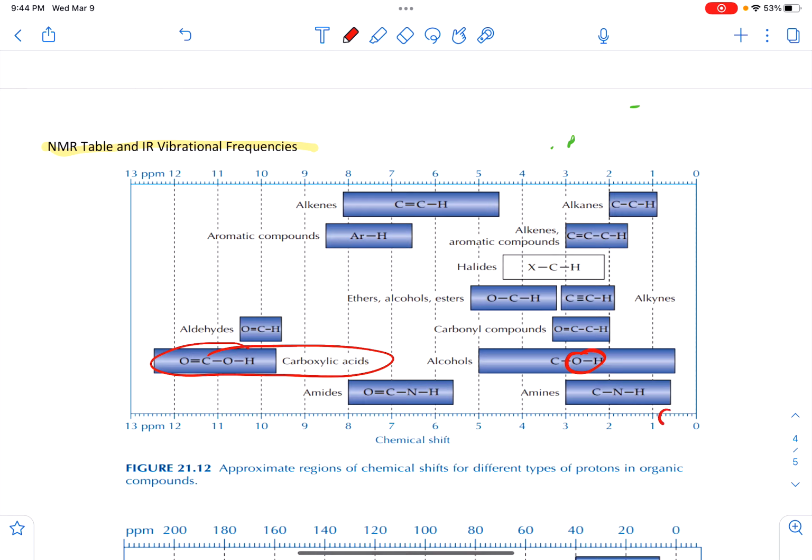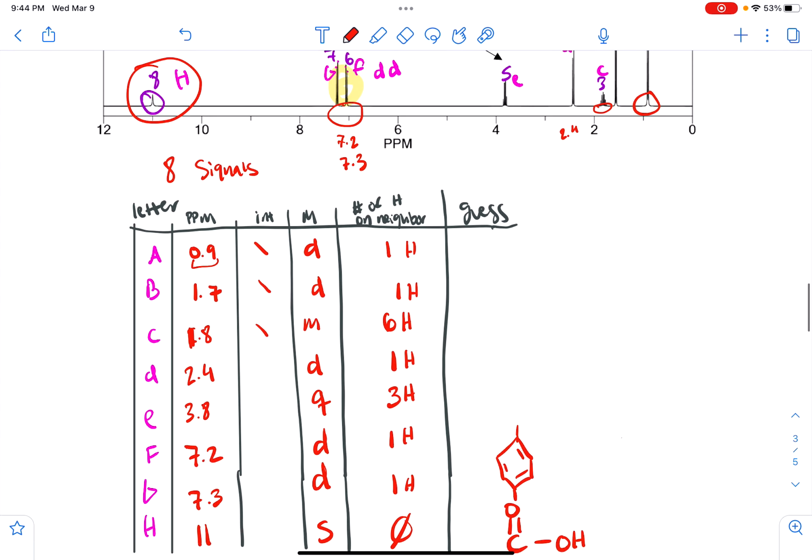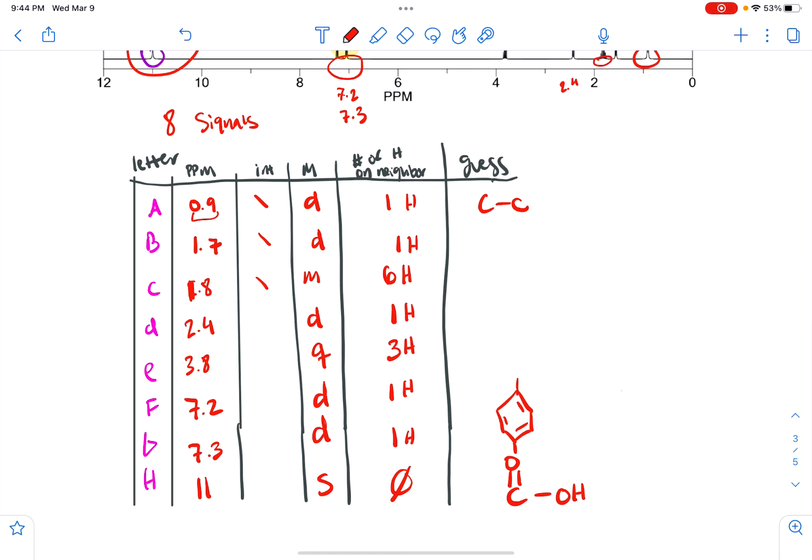But starting with our 0.9 down here, we're going to shoot that up and we're going to see that that's going to be an alkane. So we're going to know that this is going to be an alkane of a sort, but we're not really sure what that kind of looks like yet. We do know that the hydrogen has one neighbor. And in addition to that, the second one is right next to it. So we're going to also assume that that's going to be an alkane.